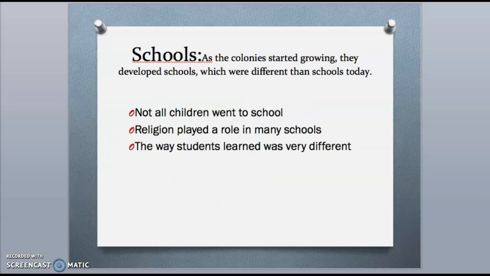My subtopics would be: not all children went to school. Then I could explain myself more clearly about what I mean by that and all the research details I have. I could say religion played a role in many schools. And I could talk about how different colonies were based on different religions, so sometimes their schools were based on religion. And the way students learned was very different. Then I could talk about all three of my little ideas that I had.